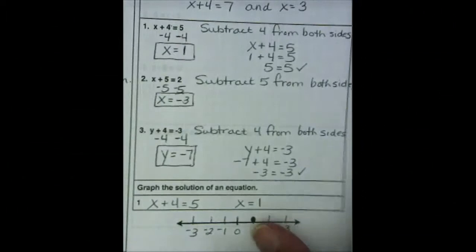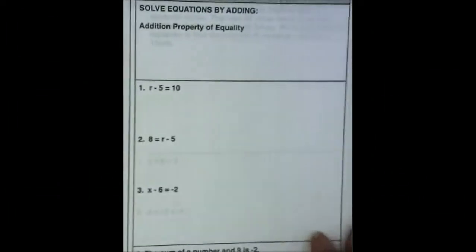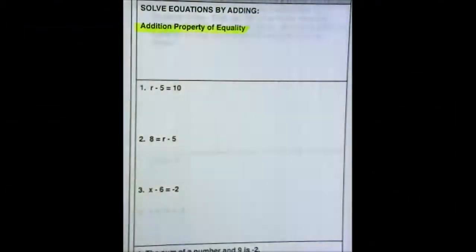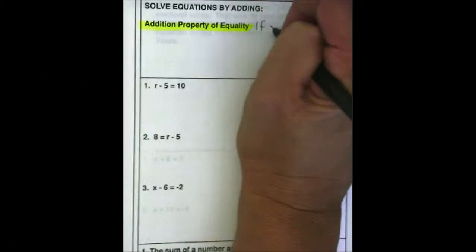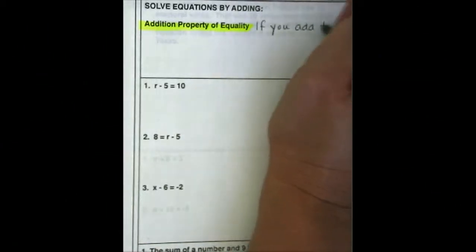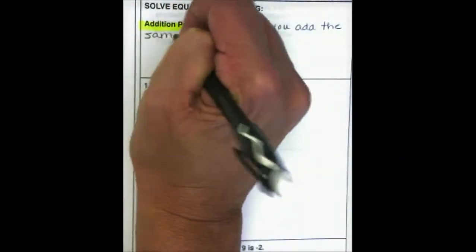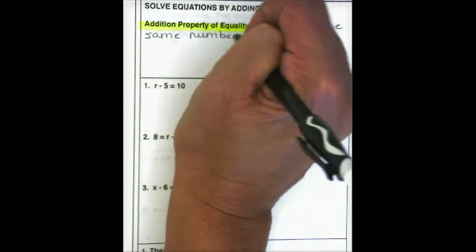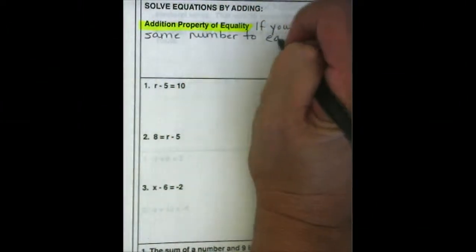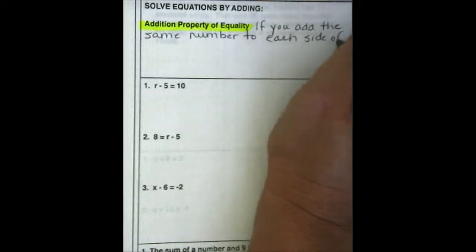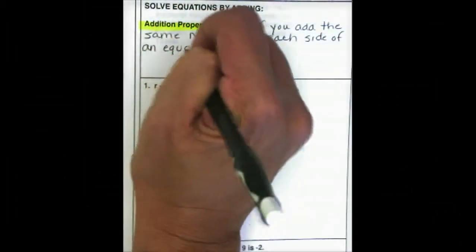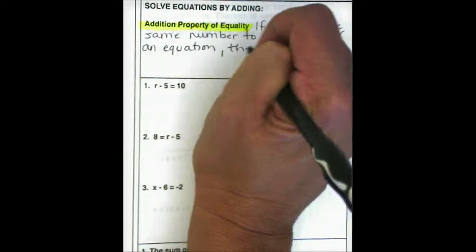Okay, let's look at the next page of your notes. On the next page, we're going to talk about solving equations by adding. So the first thing we want to do is the addition property of equality. The addition property of equality is very similar to that of subtraction, only this time it says that if you add the same number to each side of an equation, the two sides remain equal.